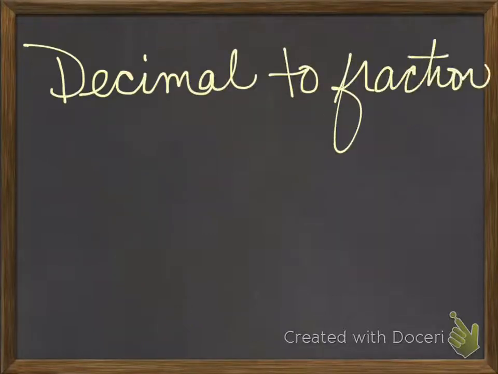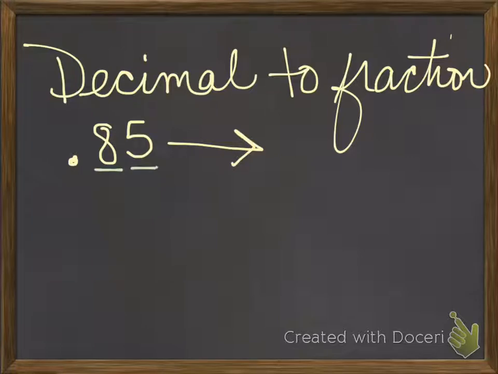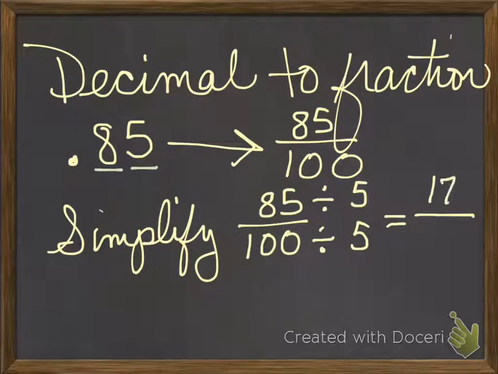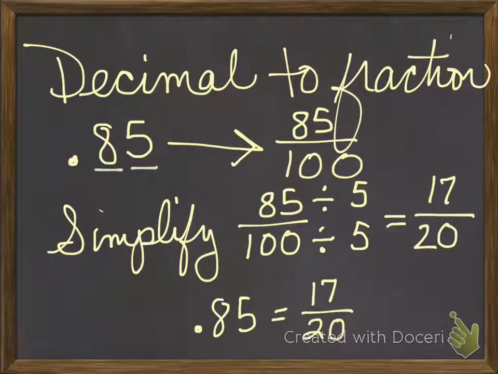Now to go from a decimal to a fraction, it's a little bit easier. We've got 0.85. We're going to look at how many places there are after the decimal point. We've got 1, 2. And we're going to put that over 100 because it's got 2 decimal places. So 85 over 100, I need to simplify. That simplifies to 17 over 20 when I divide by 5. So 0.85 equals 17 over 20. Hopefully you remember how to do that.